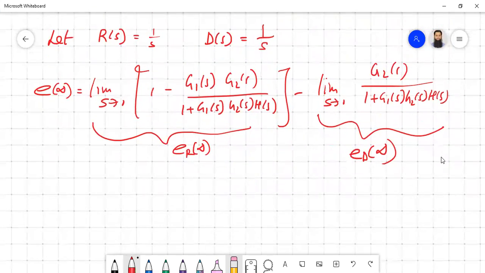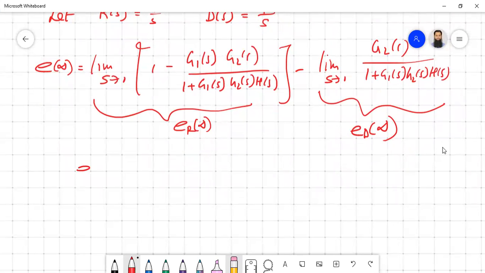So what is our objective? Our objective is to make the steady state error equal to zero. So this is our objective. How can we obtain it?